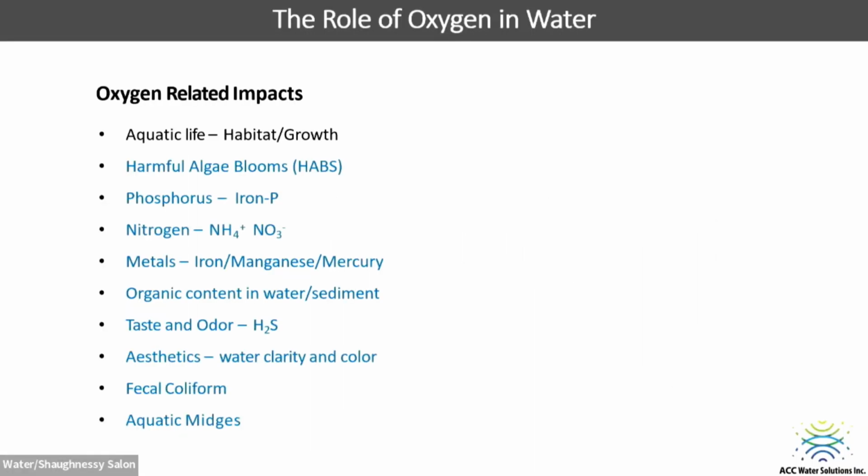So the role of oxygen in water, these are the things that oxygen can affect: phosphorus, nitrogen, HABs, aesthetics of water, fecal coliform in your water body. Fecal coliform and DO are directly related. If you have low DO, then your fecal coliform concentration will go up. And if you have a really high DO, like more than 8 mg per liter, then you don't even have to worry about that bacteria.